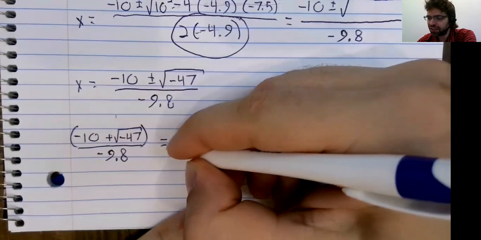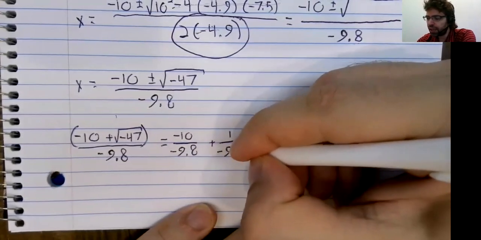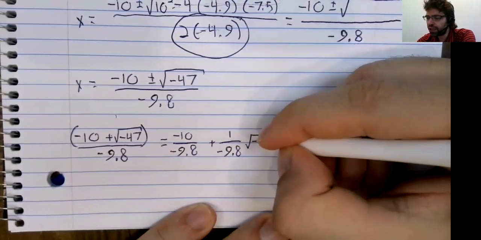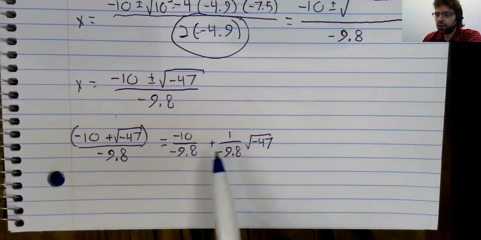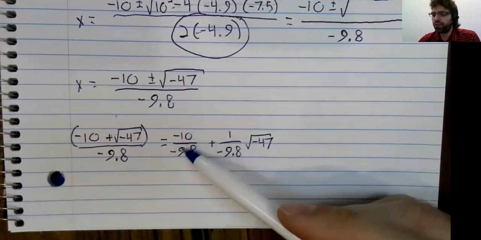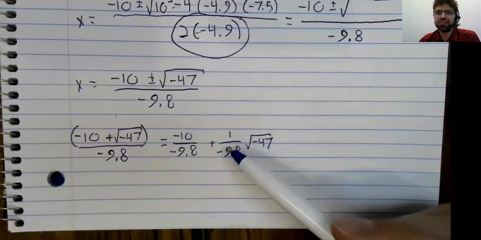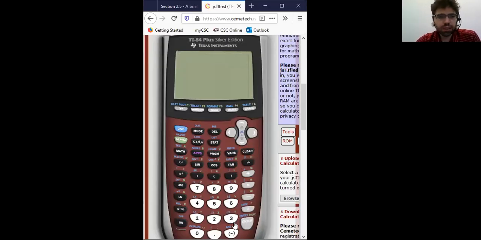In fact, just as an exercise in algebra and simplifying stuff and working with complex numbers, if we've got addition in the numerator, we can break that addition up over to our calculator. We'll figure out what this is, and we'll figure out what this is. New share, here we are. Negative 10 divided by negative 9.8. Let's keep 3 decimal places, kind of arbitrarily.